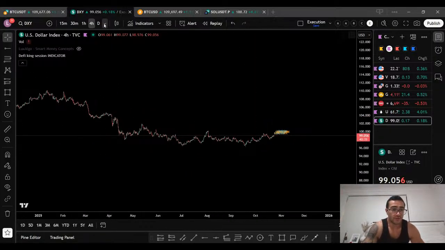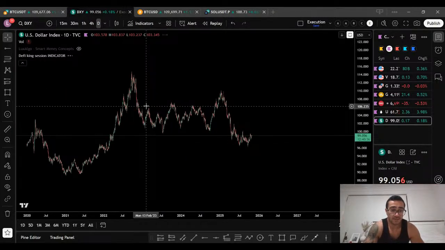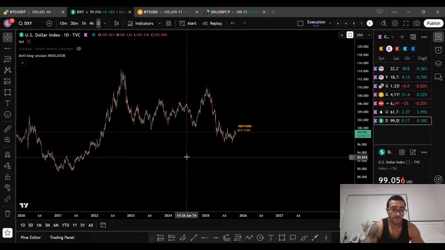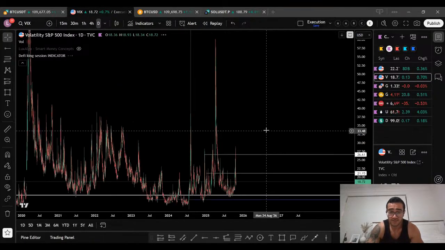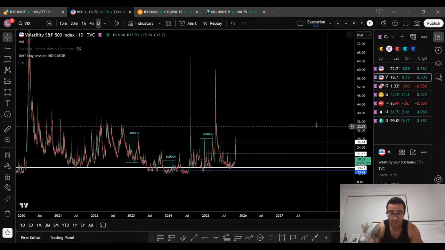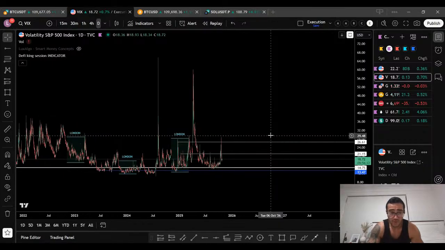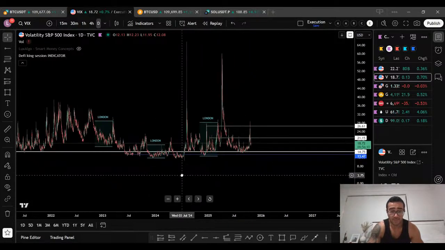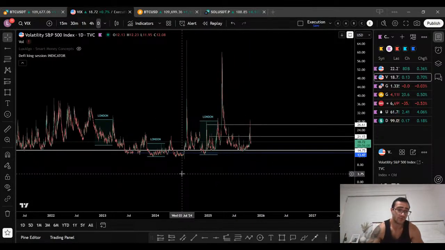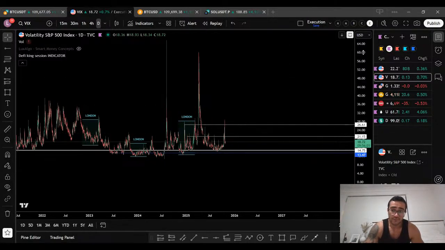All right, reading this chart, going back to the daily. Now, I have a bit of a checklist here as well. So for the DXY, the dollar index, we are also looking at the volatility index, which means the fear and greed. We've got to remember, when people are fearful, you've got to be greedy, and when people are greedy, you've got to be fearful. So I have been looking at this.